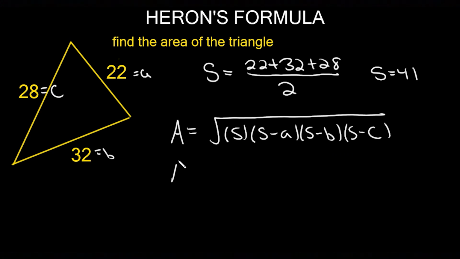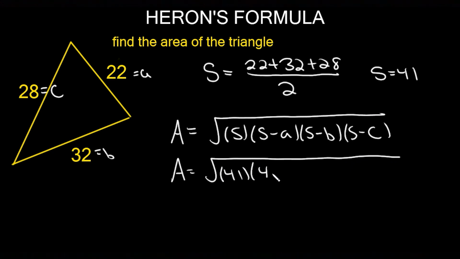So plugging it in, you're going to get area is equal to the square root of, now remember, my semi-perimeter is 41, so I'm going to plug that in for S, and then 41 minus A, which is 22, times 41 minus B, which is 32, and then 41 minus C, which is 28, so minus 28. From here, you should be able to plug this into your calculator all in one go. So why don't we go ahead and do that?